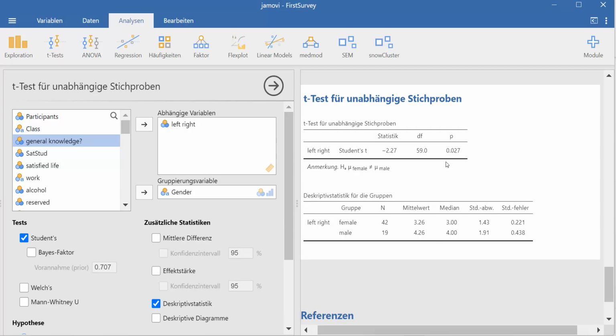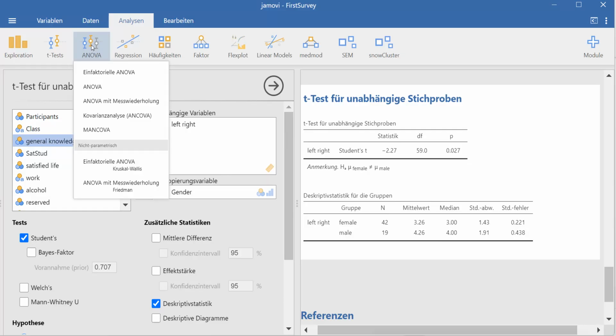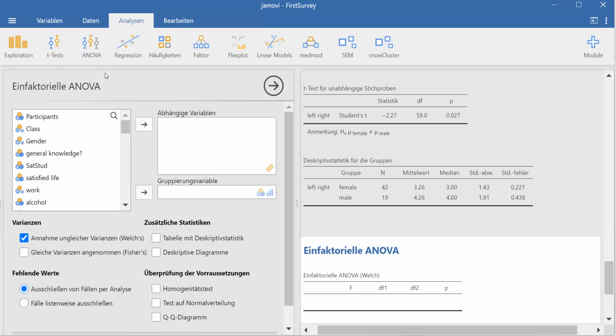The next procedure is a procedure that we apply when we have more than two groups. And in this data set, we have, for example, our variable class. We have 5 different classes. And what we want to do is we want to compare the study satisfaction of these different classes. So we have more than two groups, therefore we apply the ANOVA, because we want to compare averages, so that is what the ANOVA is for. And we will only work with the 1 factorial ANOVA so far. So click on 1 factorial for ANOVA.